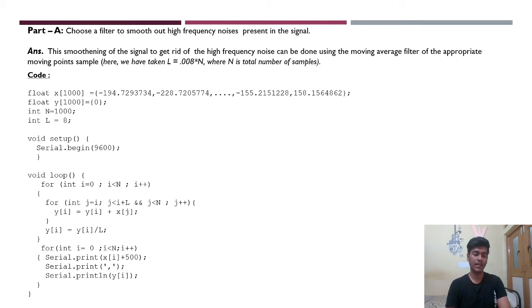So here we have nested for loops. The first for loop navigates through all the components of the input signal, for int i equal to 0, i less than n, which means it takes all the components of the input from i equal to 0 to i equal to n. And the second for loop here calculates the moving average for each and every component. And after that, we use the serial print function to display the outputs.